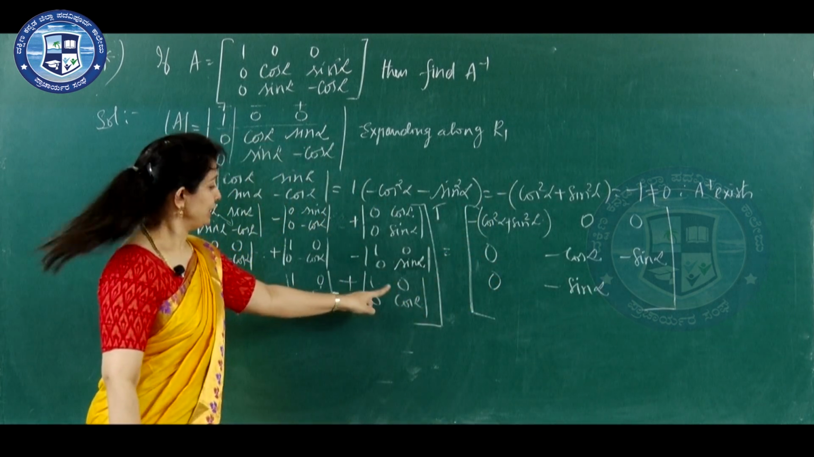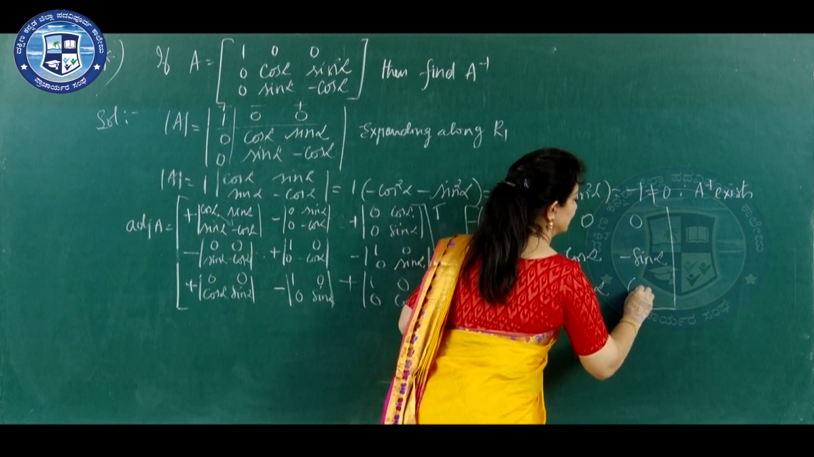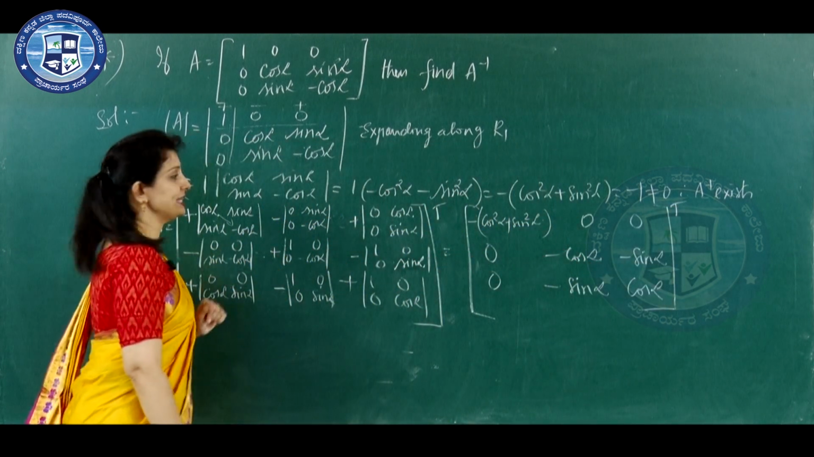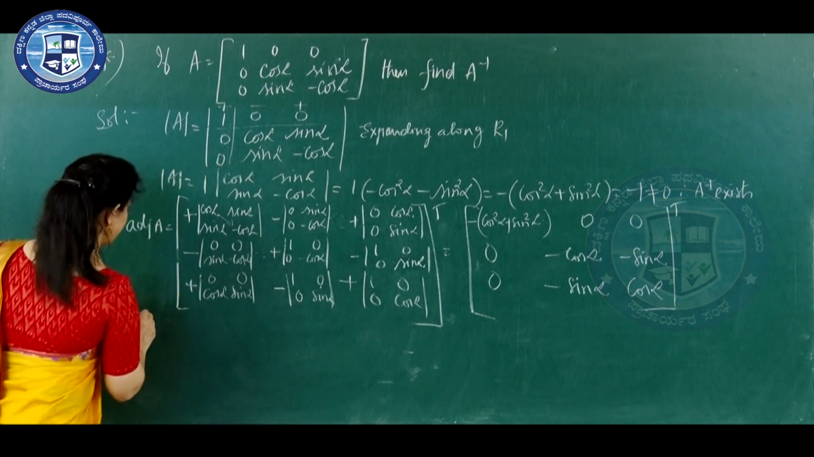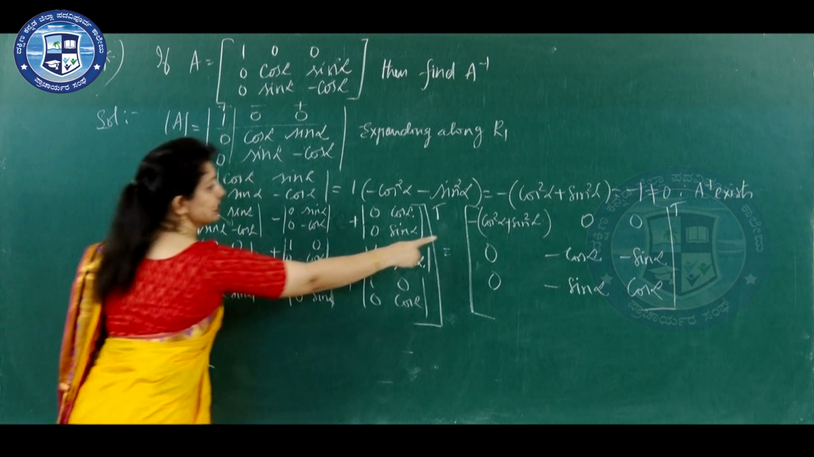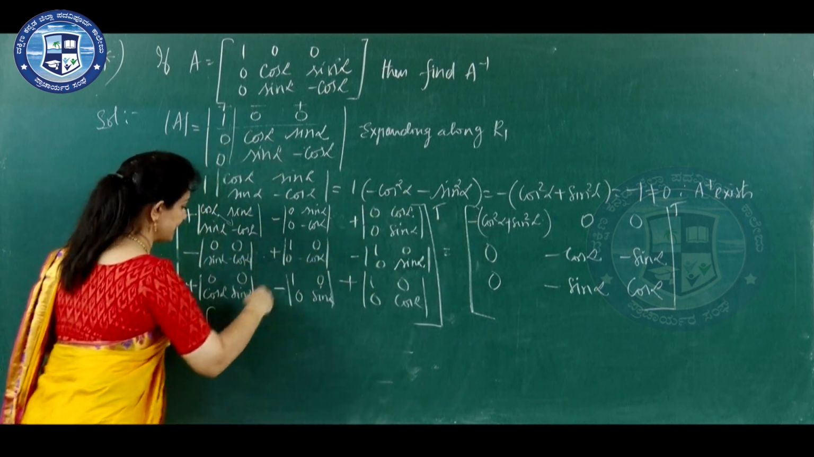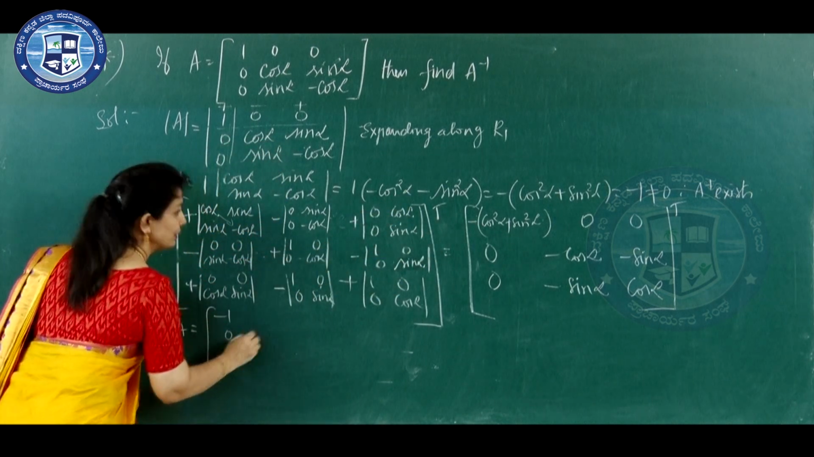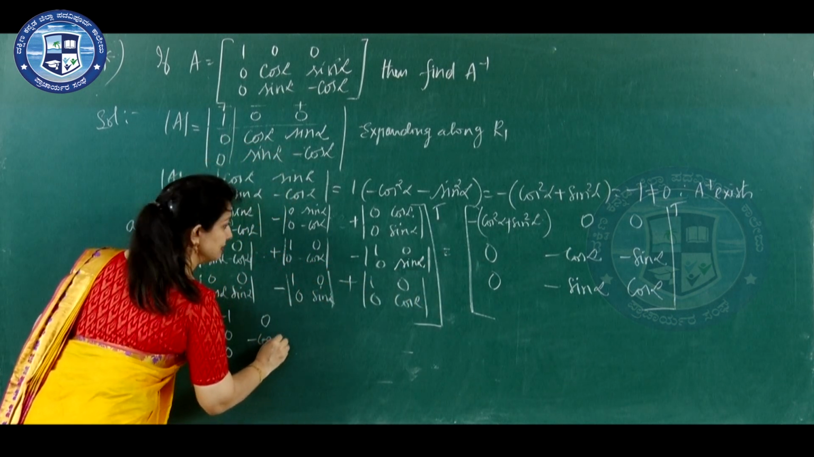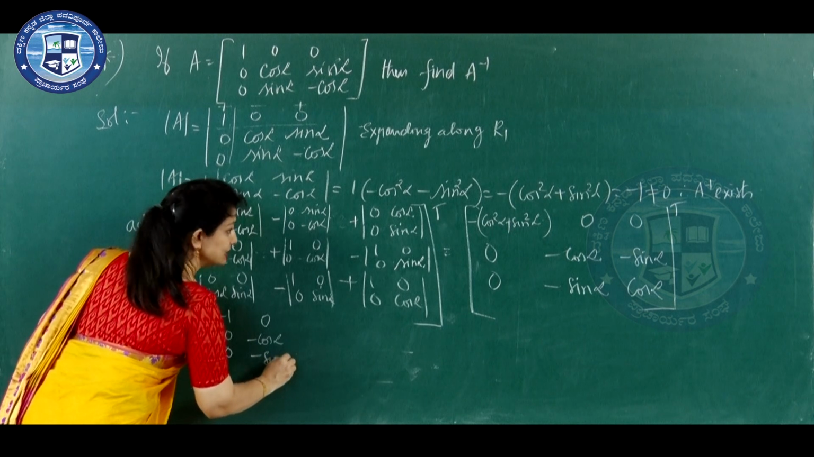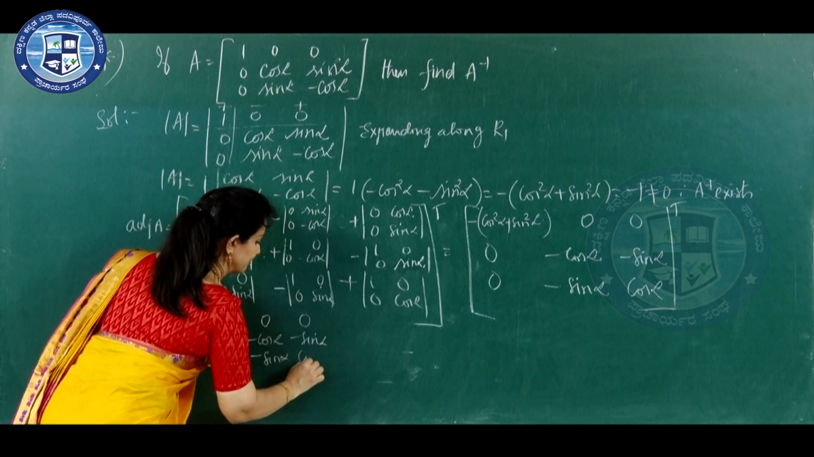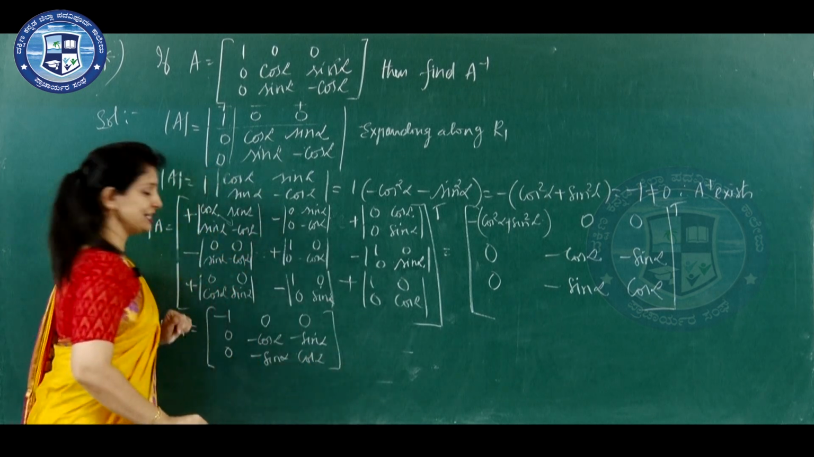Here 1 into cos alpha is cos alpha. You have to get the transpose of this, that will be adjoint A. So, what is adjoint A? Therefore, adjoint A equals, write the transpose of this: first row elements are written as first column: minus 1, 0, 0; second row elements: 0, minus cos alpha, minus sin alpha; third row elements: 0, minus sin alpha, cos alpha. It is adjoint A.